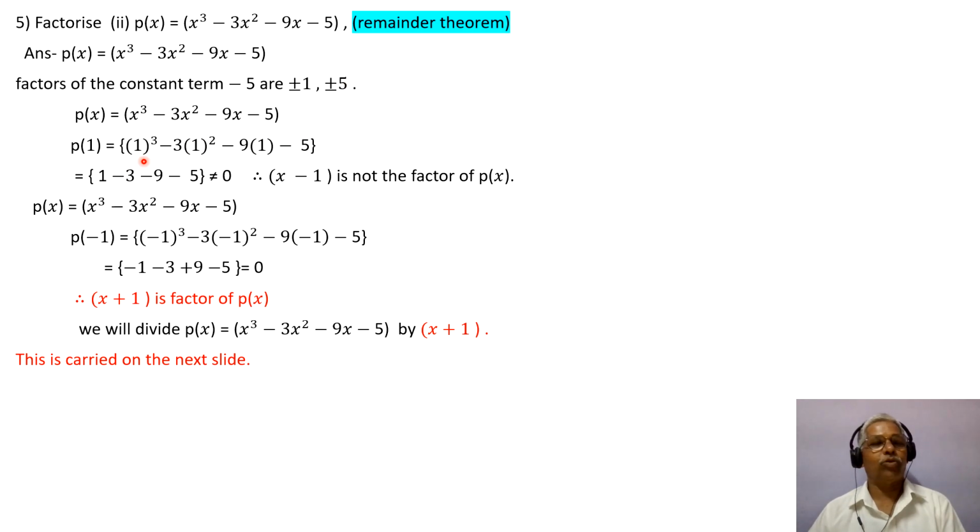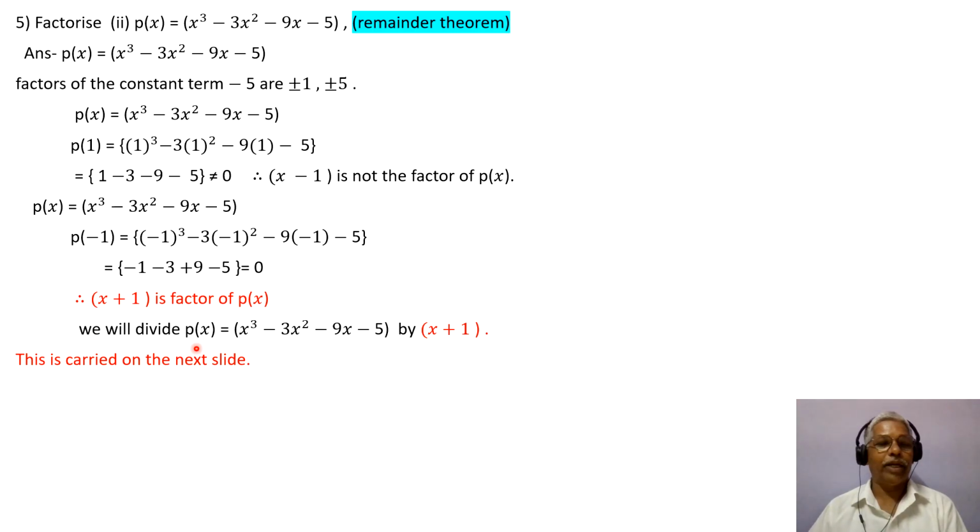So P(1) equal to 1 cube minus 3 into 1 square minus 9 into 1 minus 5. If you solve this, it doesn't end in 0. So x minus 1 is not a factor of P(x). Okay, so try for x equal to minus 1. So P(minus 1) is minus 1 cube minus 3 into minus 1 square minus 9 into minus 1 minus 5. Okay, if you solve this, you get 0. So x plus 1 is a factor of P(x). So we have at least one factor so that we can divide the polynomial by this, by the remainder theorem, and proceed further.